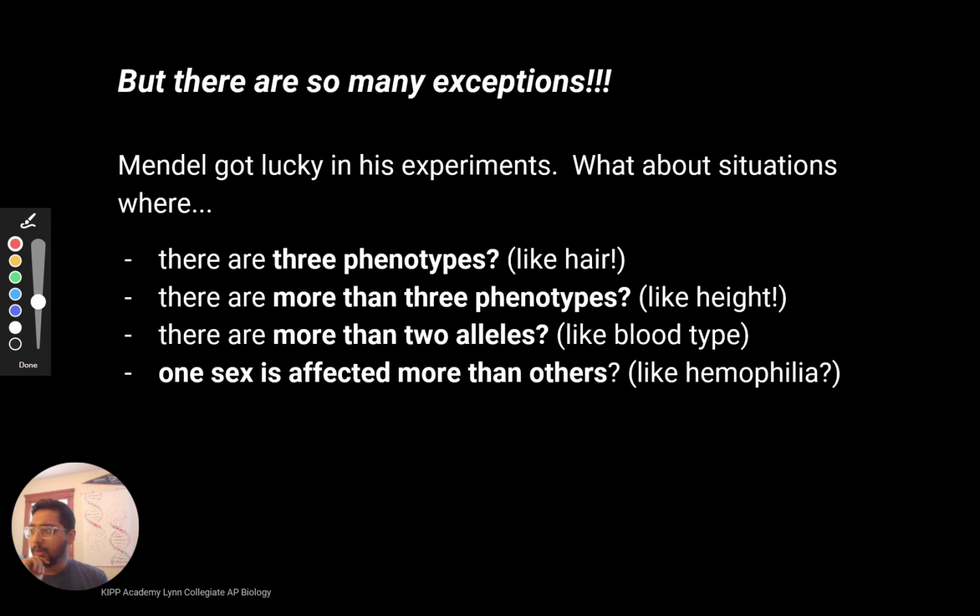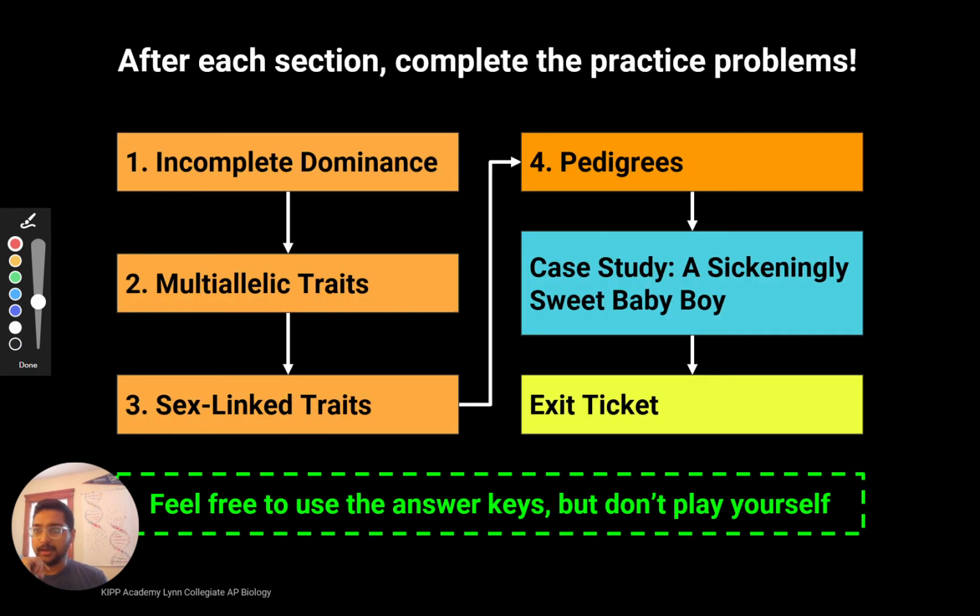And so we're going to look at a few different examples here. We're going to look at examples of incomplete dominance, things called multi-allelic traits, sex-linked traits, and then we're going to think about pedigrees, and then we're going to go through each one of these things and try to answer some questions related to them. So the first idea is of incomplete dominance.